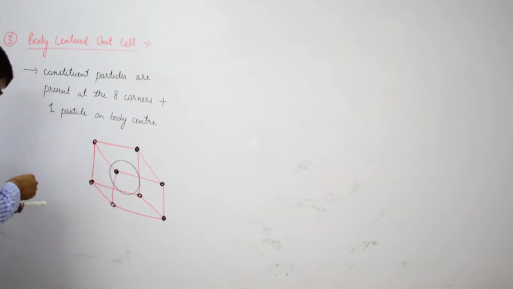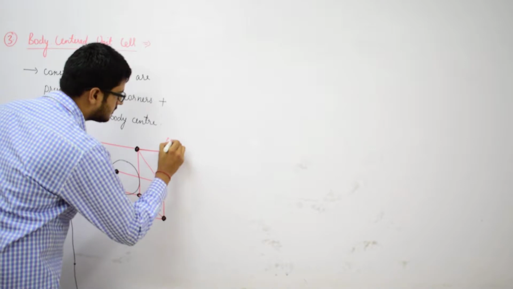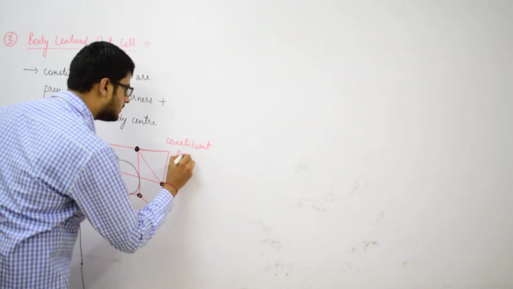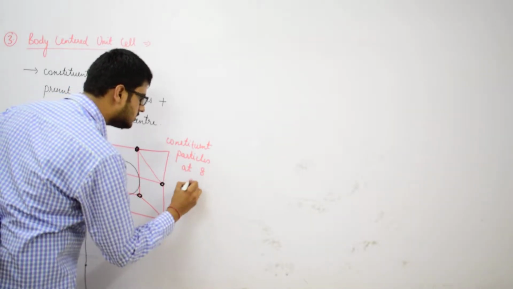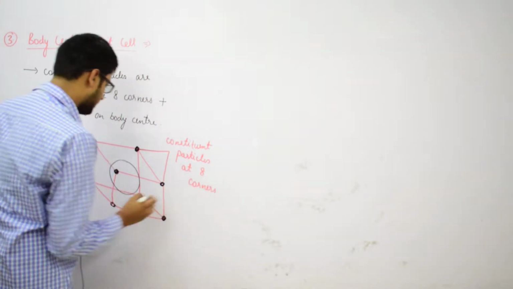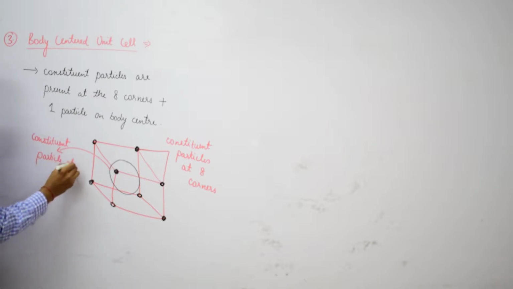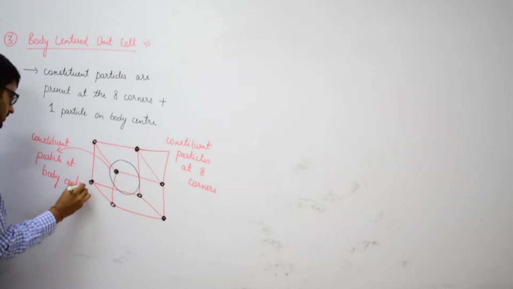So, these are the constituent particles at 8 corners of the unit cell, and this is the constituent particle at the body center. So, this is the constituent particle which is present at body center.